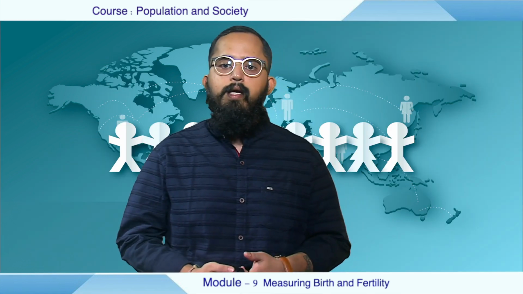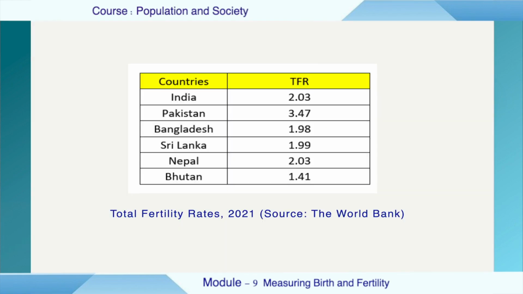In the Indian context, as you can see from the table, the numbers suggest that its fertility rate in 2021 was 2.03, whereas its South Asian counterparts such as Pakistan was at 3.47, Bangladesh at 1.98, Sri Lanka at 1.99, Nepal at 2.03, and Bhutan at 1.41.